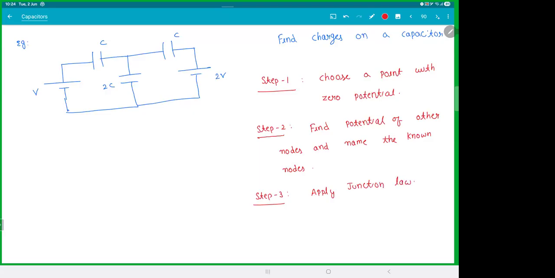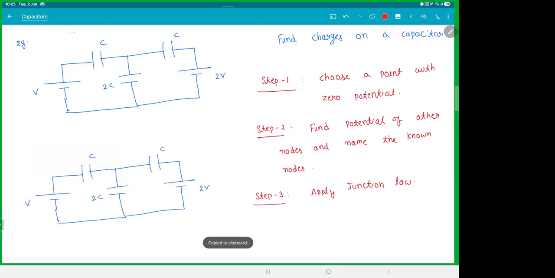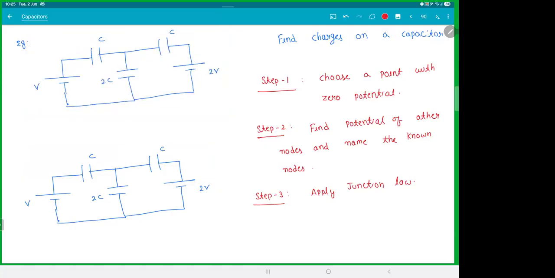Great. So let me show you this. So this is the circuit. Step 1, choose any point with zero potential. I will take this thing as 0. Why? This entire thing is the same wire. Agreed? That whole wire is the same. So if you take 0, everywhere it is 0. Now, if this is 0, what is the potential at this point?